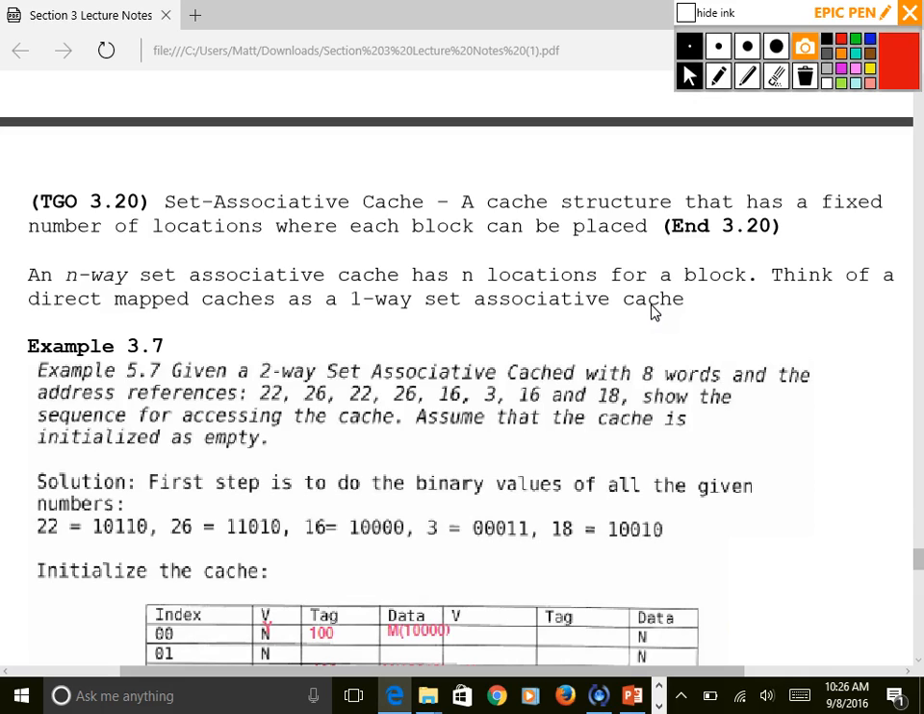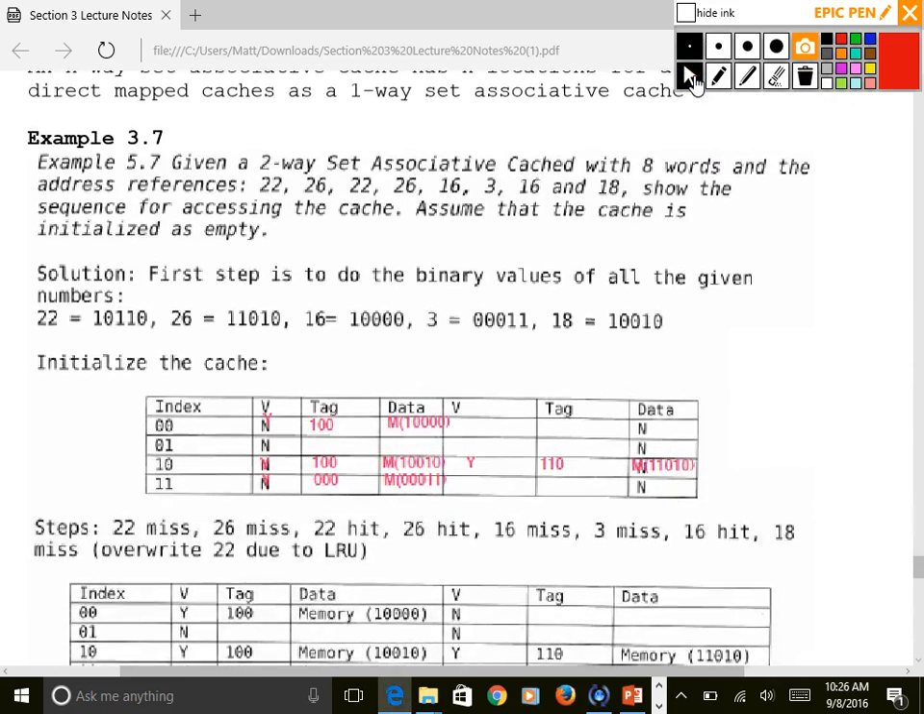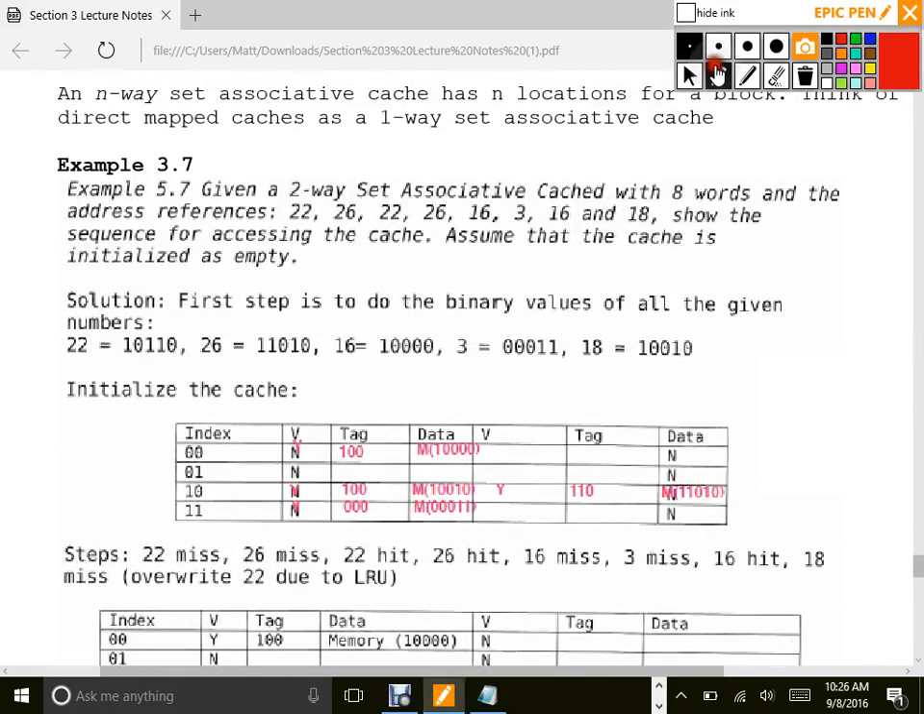In this case, we have 8 words. So if we're doing a 2-way set associative cache, what that means is we're going to take 8, divide it by 2, and get 4, right? And what that number 4 means is 1, 2, 3, and 4. So you see how that works? So now we have index, 2 valid, 2 tags, and 2 data elements, right? So it starts out empty, just like before.